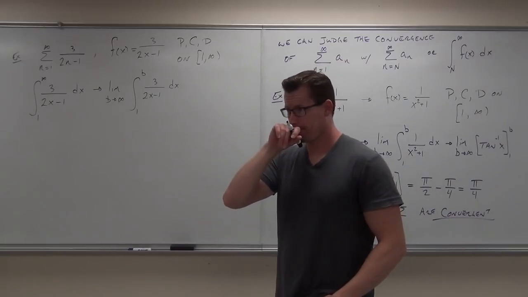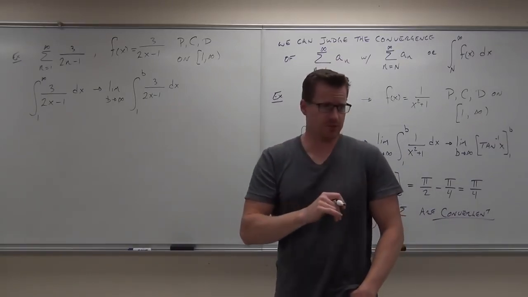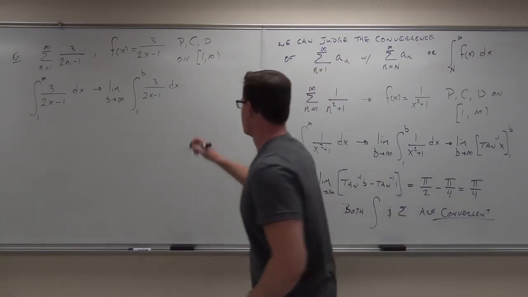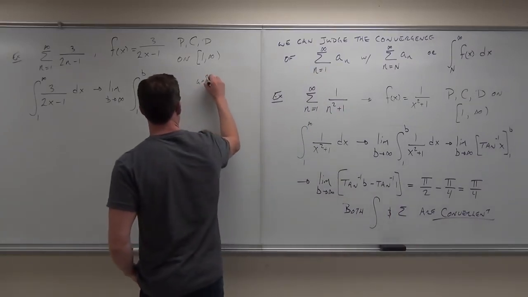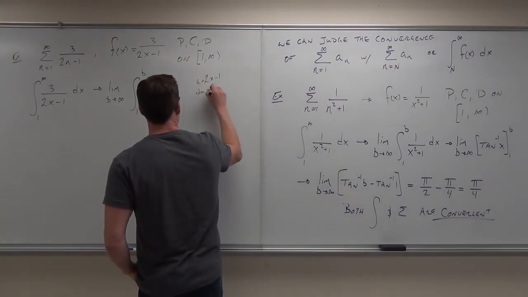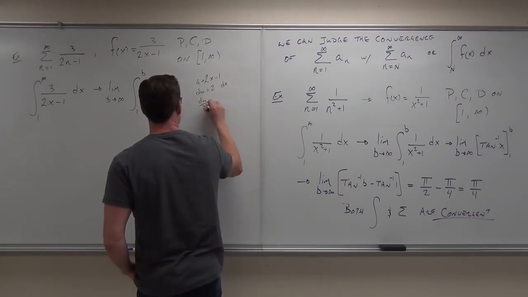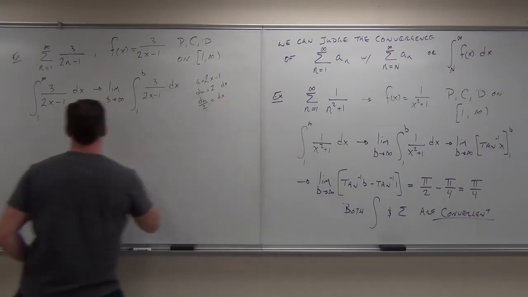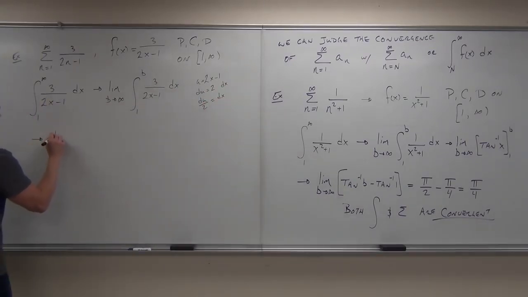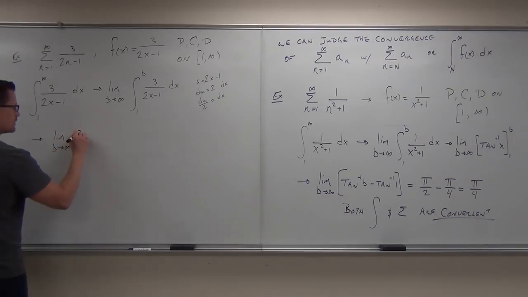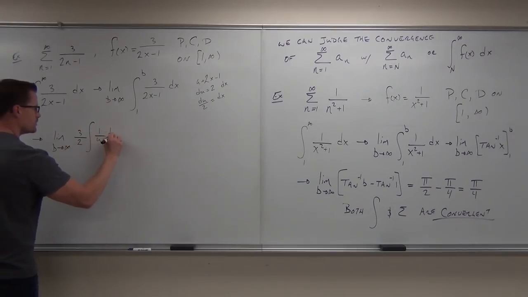Pull 3 out, do a u sub. Very easy. If we do a u sub, we're going to get u equals 2x minus 1, du equals 2 dx, so du over 2 equals dx. So, long story made real short, we have a limit as b approaches infinity of 3/2 integral 1 over u du.